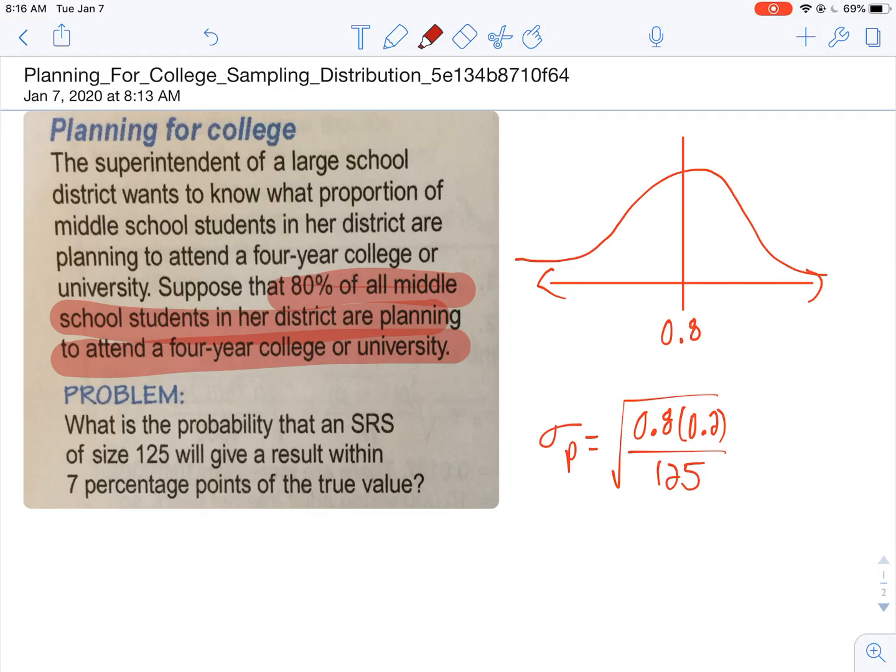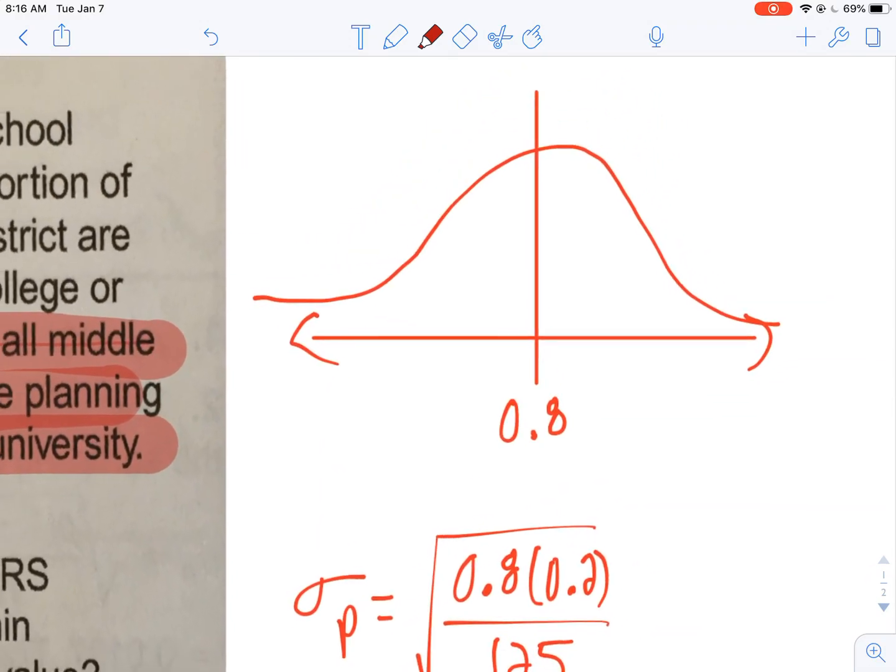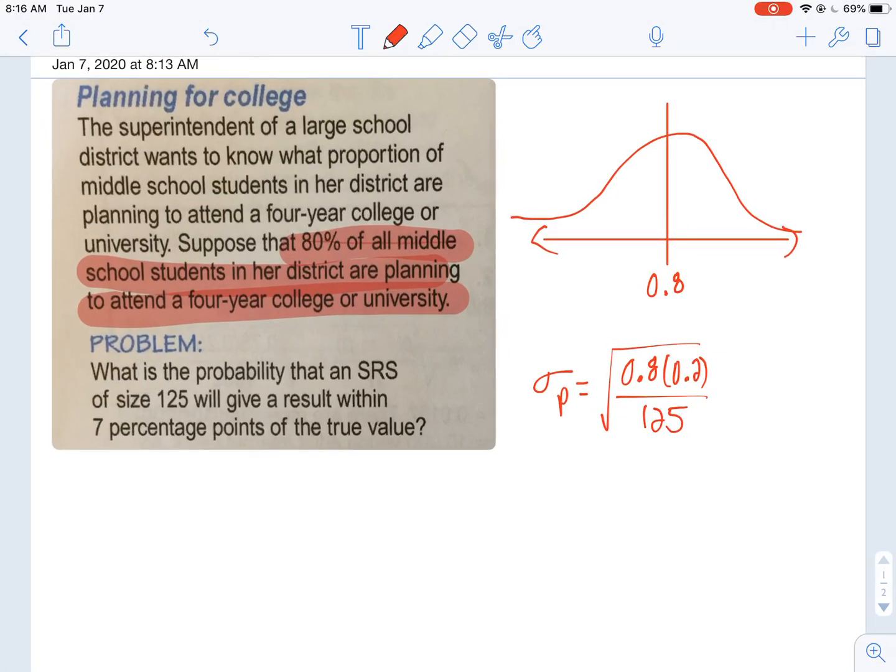So we're asked, what is the probability that a simple random sample of a size of 125 will give a result within 7 percentage points of the true value? Okay, so you'll notice I already started building a normal distribution here. Reason is, I know my sampling distribution's normal because, first of all, it's based on an SRS. I know that I have a sample size that is 125. It's a large school district that's going to be less than 10% of the population. And then opportunity for 10 successes, 10 failures.